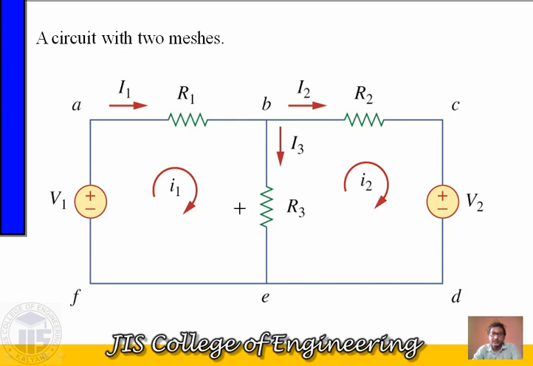This mesh current is purely imagination. We imagine that only in this closed path this amount of current is moving, and in this closed path small I2 amount of current is moving. You can also consider the direction of the small I1 and small I2 currents as per your opinion, no problem at all.